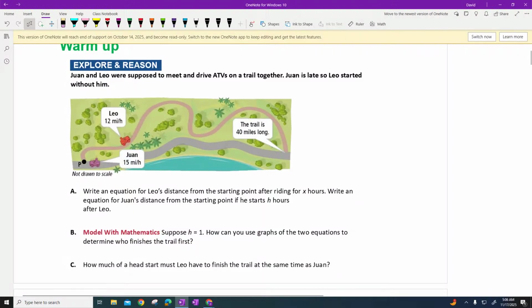First of all, this is Juan and Leo. We're supposed to meet and drive ATVs on the trail together. Juan's late, so we started without him. So here's Leo. They're going on a trail that's 40 miles long. Leo's going 12 miles an hour, but Juan's going 15, so he's going to catch up to him sooner or later because he's going 3 miles an hour faster. 3 miles per hour is not that much, but it's still faster.